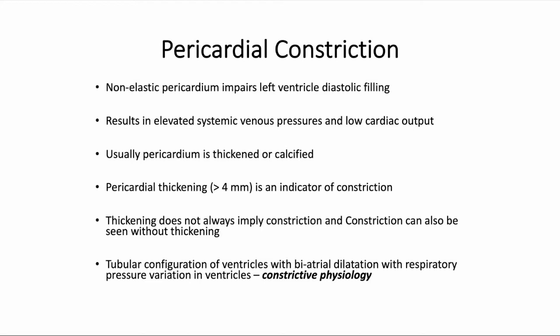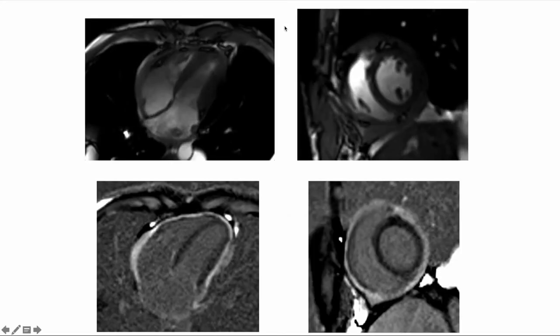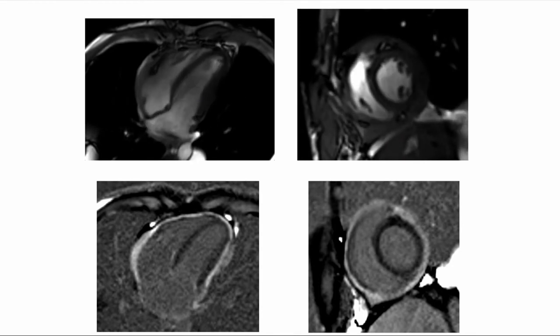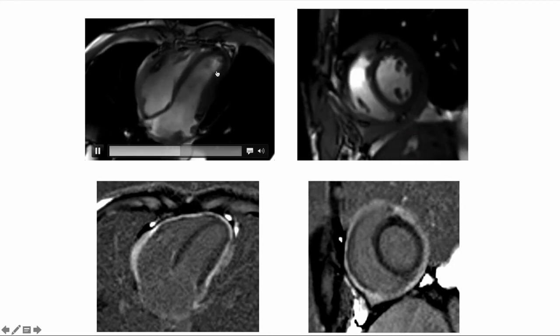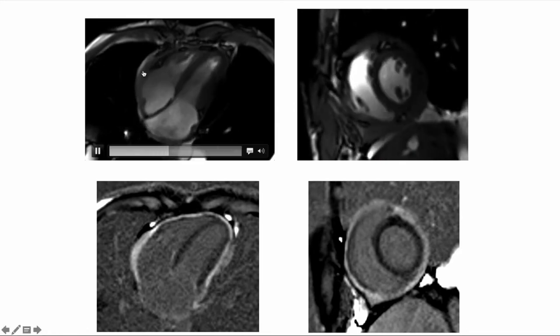So on imaging, a constrictive physiology should be suspected whenever you find a tubular configuration of the ventricles with biatrial dilatation with respiratory pressure variations in ventricles. So this is an example of constrictive pericarditis. How do you call it constrictive pericarditis? You can see a tubular configuration of the left ventricle, and you can see both the right atrium and left atrium are dilated, and you can see circumferential thickening of the pericardium, which is definitely more than 4 mm.